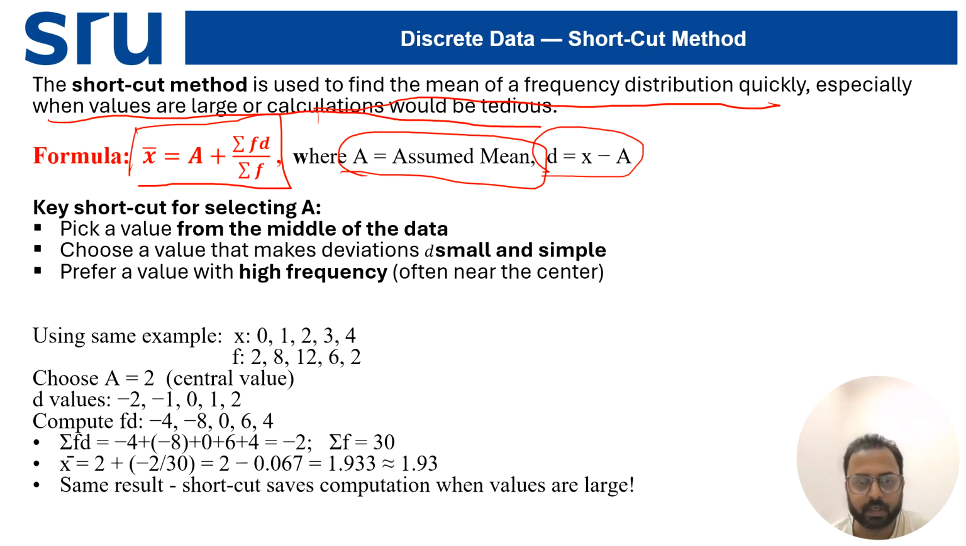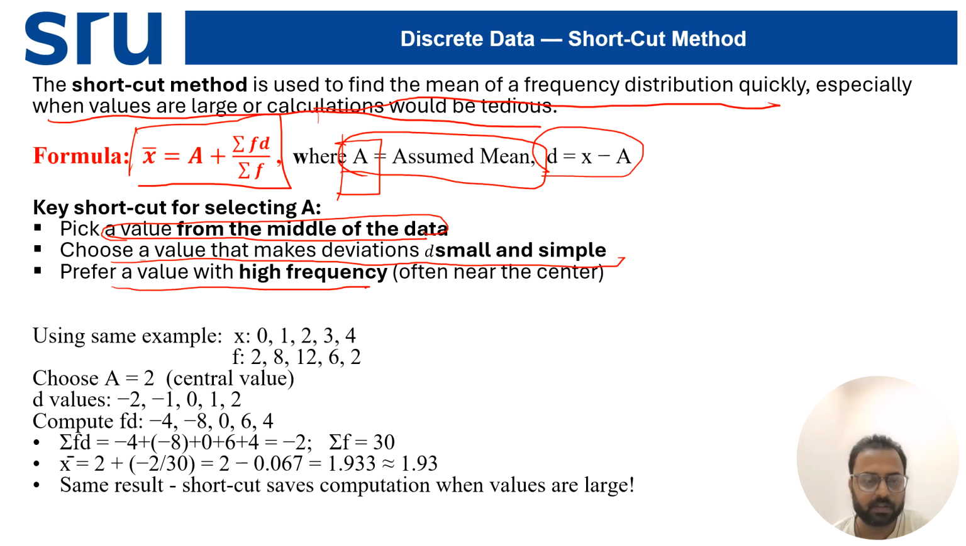Now the procedure for selecting A. First we select A. So pick a value from the middle of the data, and choose a value that makes the deviations d small and simple. We prefer a value with high frequency.